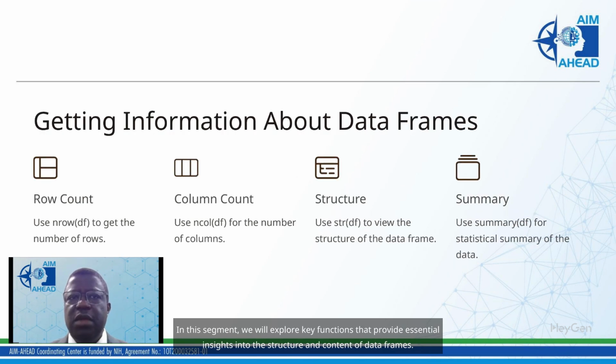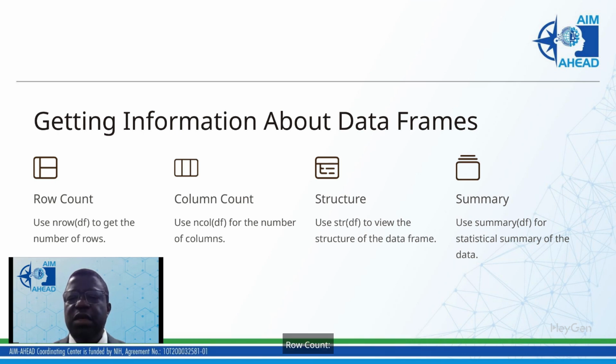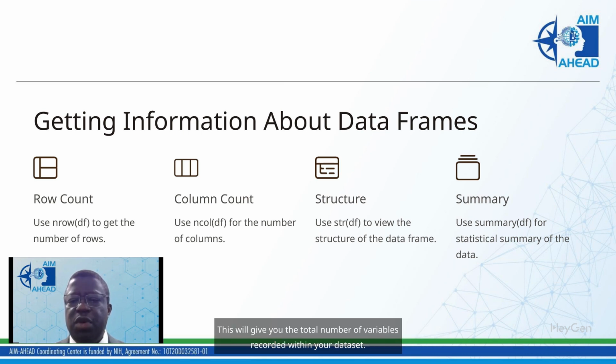In this segment, we will explore key functions that provide essential insights into the structure and content of data frames. 1. Row count. To determine the number of rows in a data frame, utilize the command nrow(df). This function returns the total count of observations. 2. Column count. To find out how many columns your data frame contains, use ncol(df). This will give you the total number of variables recorded within your data set.